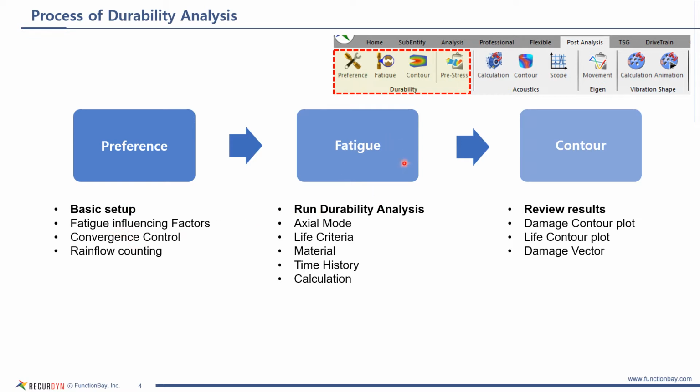The next step is fatigue, and it is for settings such as axial mode, life criteria, material, time history, and so on. And calculation is executed in this step. Contour is a post-processing step using contour plot. Damage or life can be viewed by contour plot, and damage vector is also displayed visually.